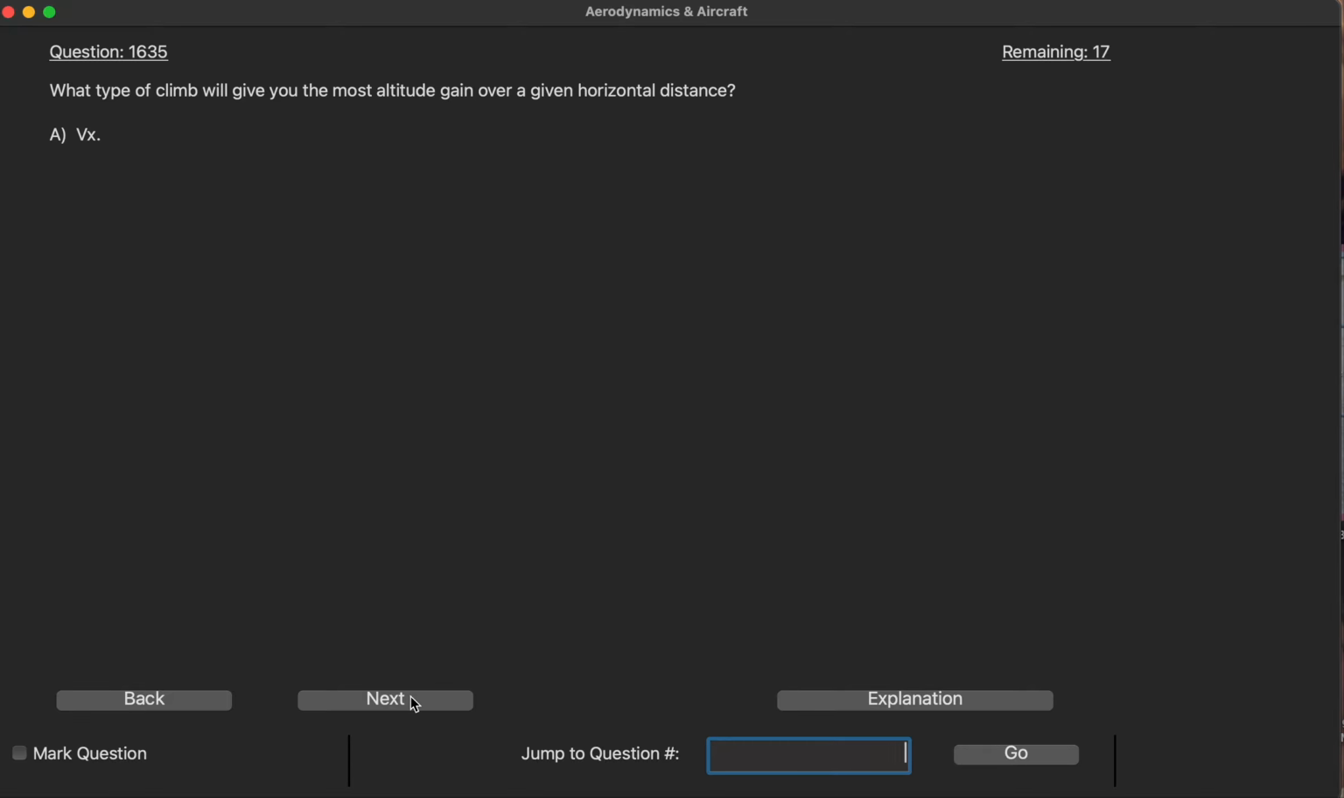What type of climb will give you the most altitude gain over a given horizontal distance? Vx. What is the purpose of trailing edge flaps? They increase the lifting force of the wings. Why does an airplane stall at a higher airspeed with a forward CG? The critical angle of attack is reached at a higher airspeed due to increased wing loading.